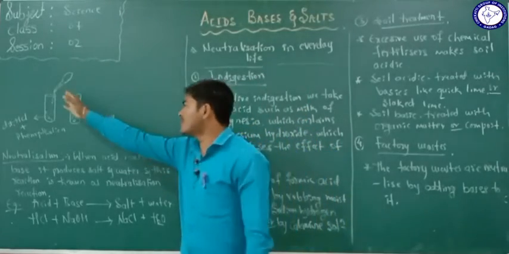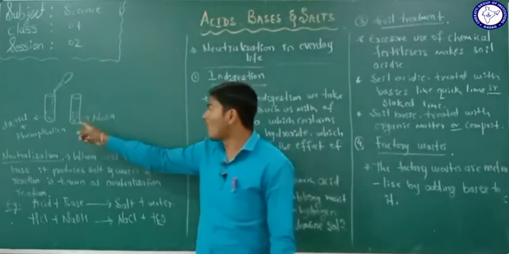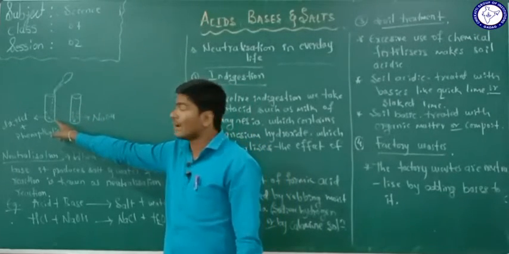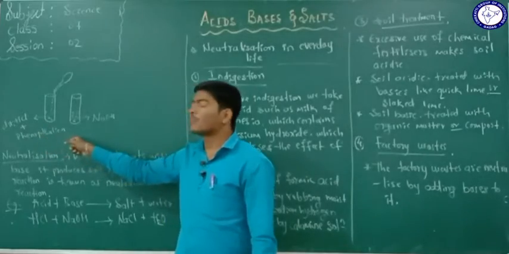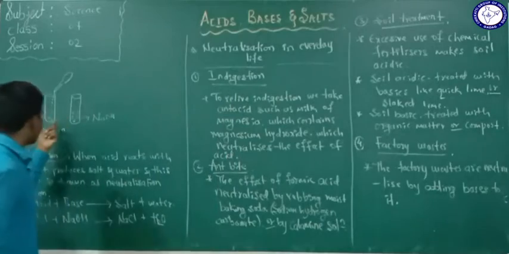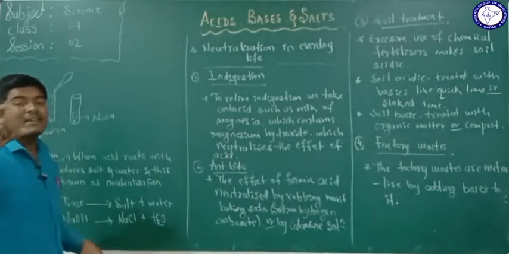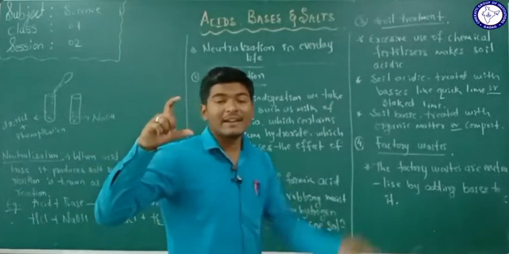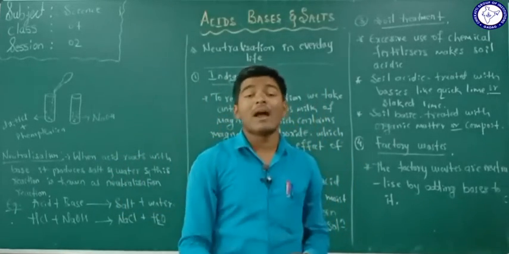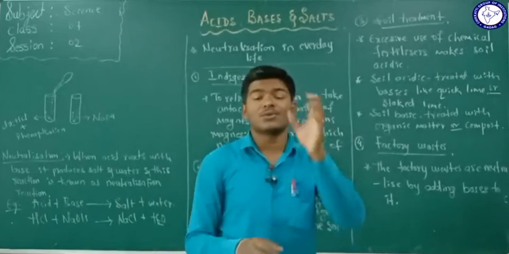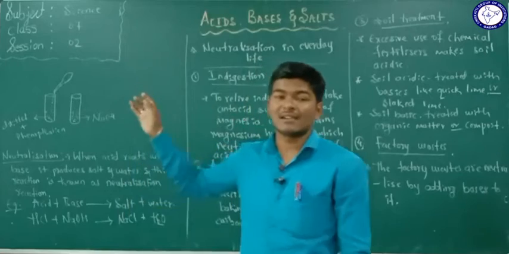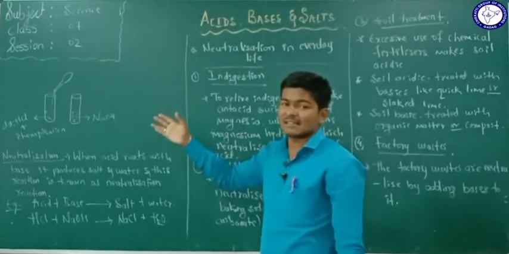So using a dropper you have to add the sodium hydroxide solution drop by drop into the test tube containing the dilute HCl and the phenolphthalein indicator. When you add the phenolphthalein indicator to the test tube containing dilute HCl, there is no change in color. The solution is colorless.